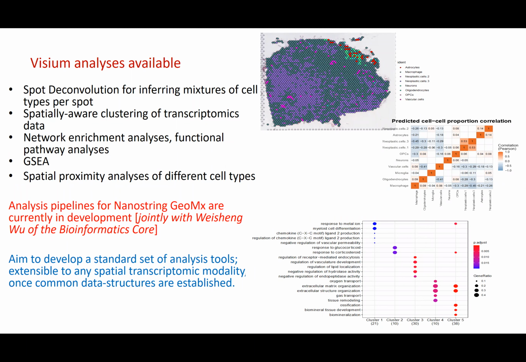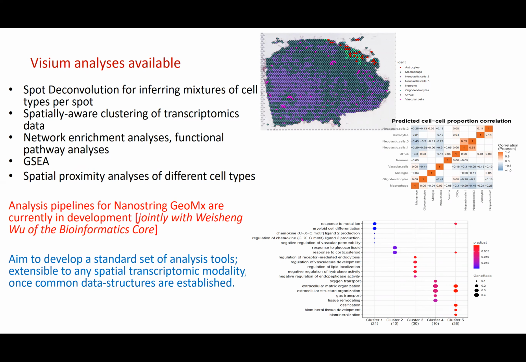Now we've got a whole variety of analysis available. Like I said, you've got spot deconvolution for inferring different mixtures of cell types, like what you might see here. You can look at spatially aware clustering that brings both the spatial component and the transcriptomic component in together. You can answer questions about pathway enrichment and GSCA with pathway analysis, but in the spatial transcriptomic context. And once you've got these cell locations, you can now go and even do things like proximity maps, which I'll describe in a few minutes.